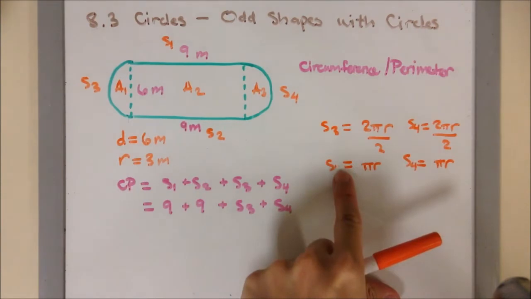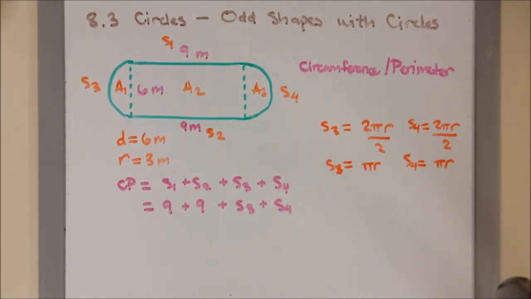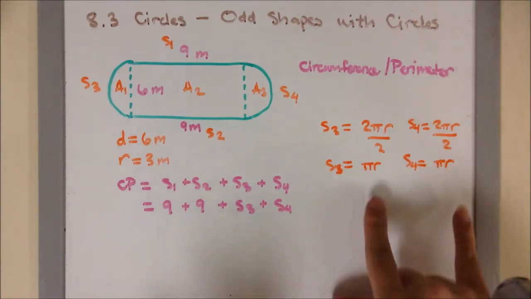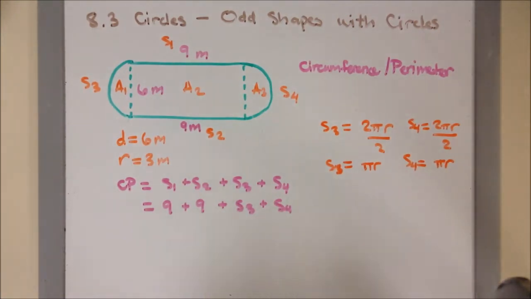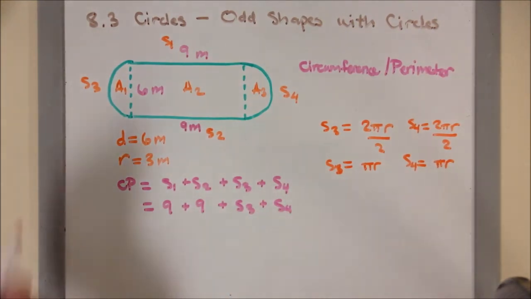Oh, sorry, this is supposed to be S3. Now, S3 and S4, they have the same formula, and they're going to be using the same radius. So that means I'm not going to be doing the work twice, I'm going to do it once. So what I find for S3 is going to be the same value for S4.